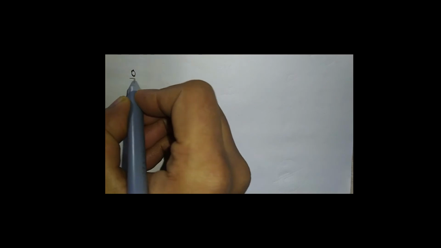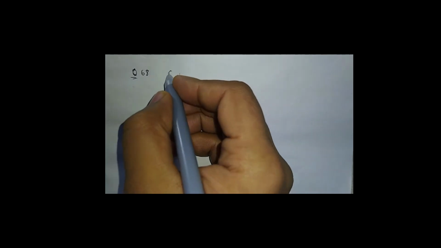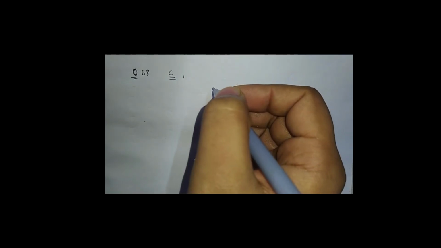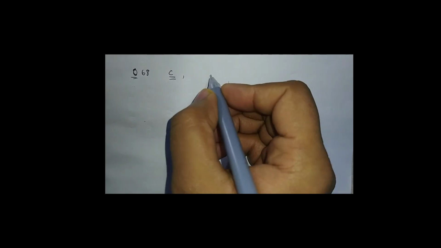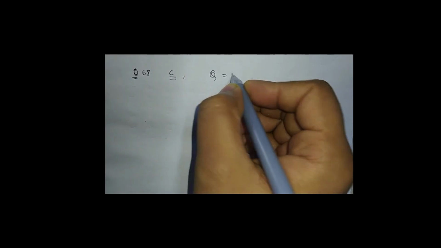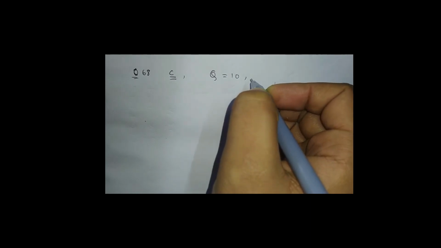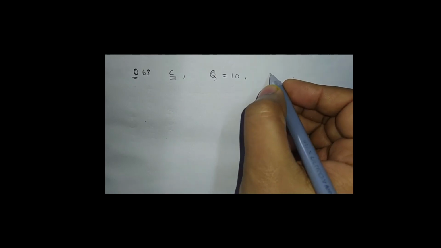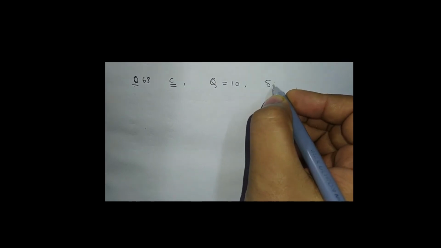In question number 68, an engineer is asked to test a system which can be idealized as a single degree of freedom system with viscous damping. Viscous damping is given in the system. The frequency response test was conducted. It was found that the quality factor, denoted by Q, is equal to 10. We have to find the logarithmic decrement, denoted by delta, if a free vibration test is performed.